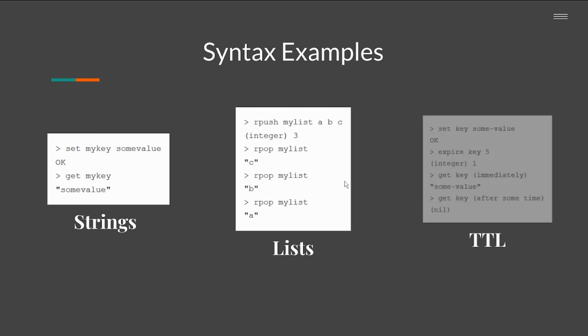And in terms of TTL, here we're setting the key variable to some value, okay. Next, we're telling it to expire this key in 5 seconds. And we're trying to get that key right after we set the expiry. We see that we get that value back. And if we try to get that key after some period, maybe a few moments later, we can see that this value has been set to null.